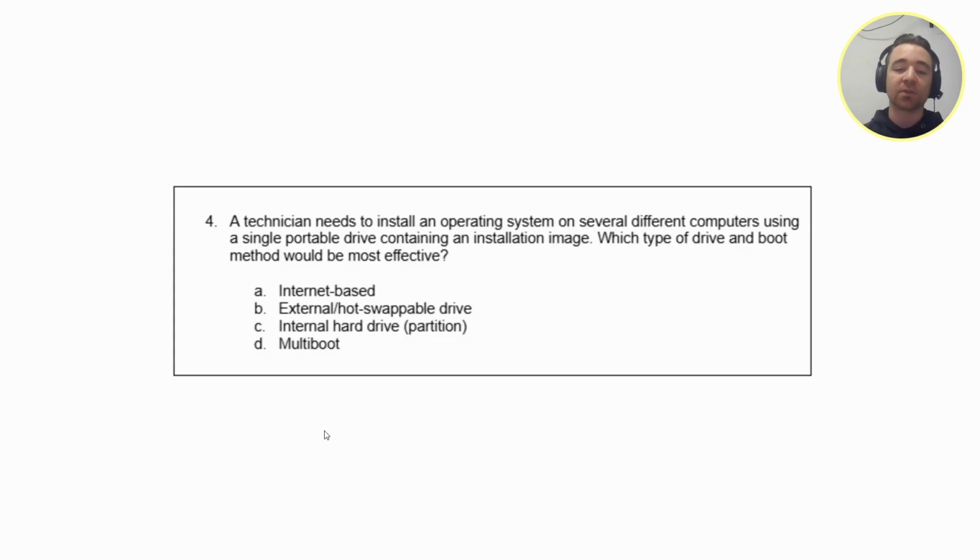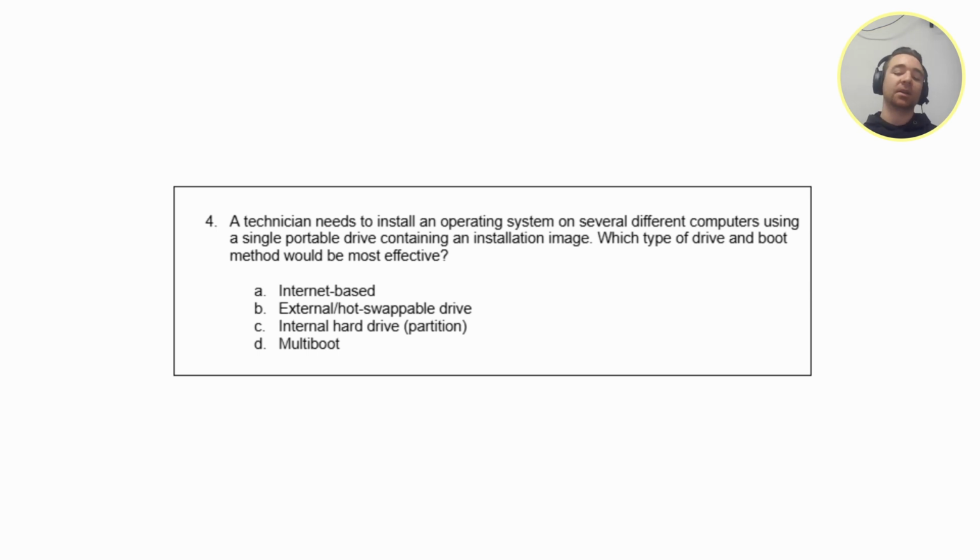Now, the next question reads, a technician needs to install an operating system on several different computers using a single portable drive containing an installation image. Which type of drive and boot method would be most effective? Is it A, internet-based? Is it B, external/hot swappable drive? Is it C, internal hard drive partition? Or is it D, multi-boot? Pause the video if you need more time.